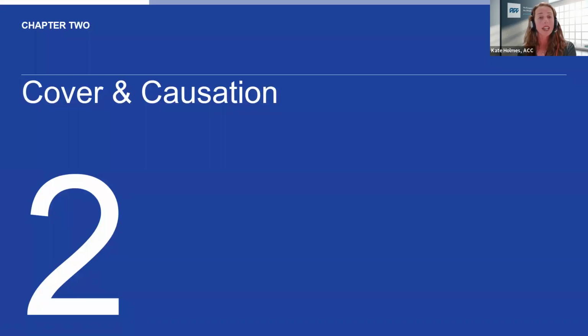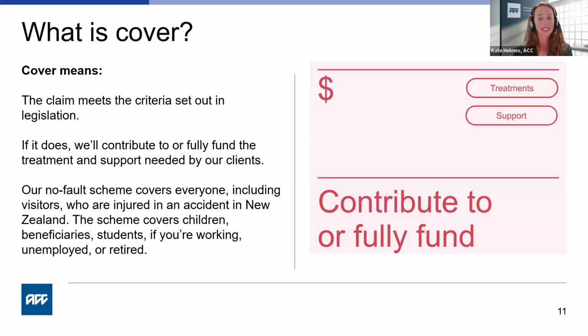Now, looking at cover and causation, I'll hand over to Nigel. Thanks, Kate. So, what is cover? It really means whether a claim is accepted or not. It's only once cover is approved for an injury that ACC can consider funding assistance for that injury, such as treatment and other supports like weekly compensation, that sort of thing.